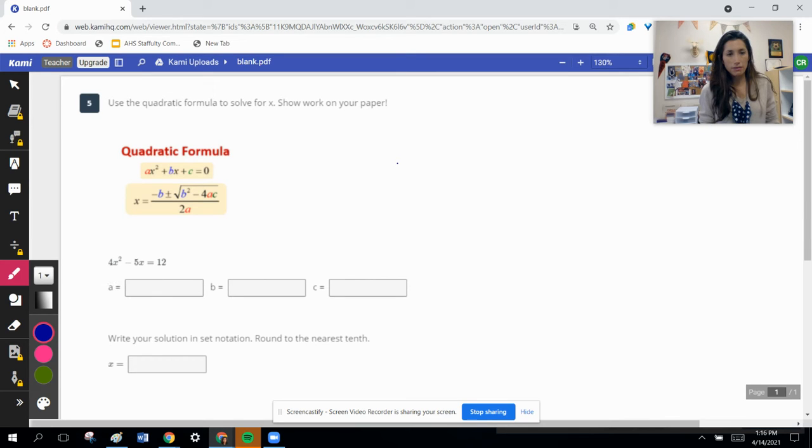Okay, so on question 5, the first thing we want to do is identify the A, B, and C values. I'm just going to write that over here. We've got 4x squared minus 5x equals 12. So right now, this is not in standard form.